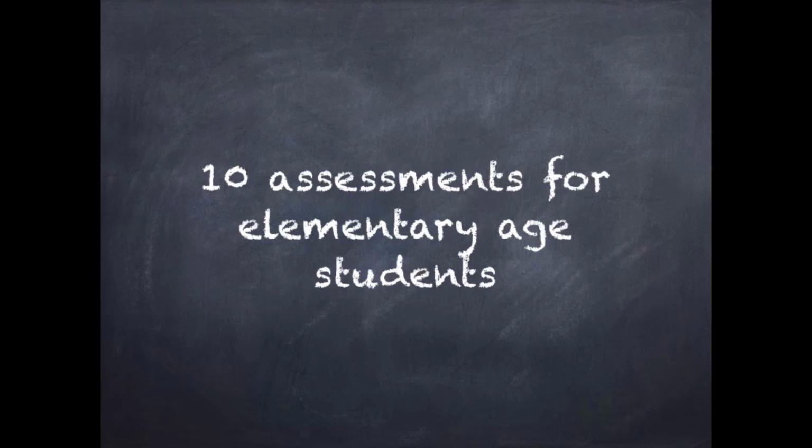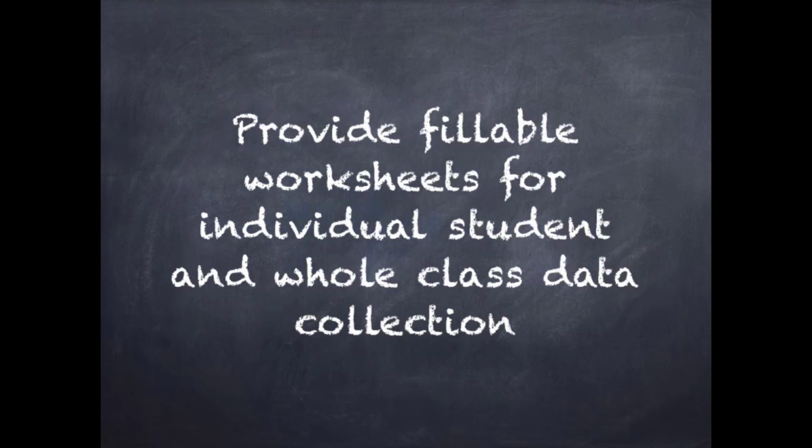So it goes through 10 assessments for elementary age students, with videos on how to assess each one and, like I said, a sample assessment with real children. Not all 10 assessments are given to all students. Some are given to all students, some are given only to the students who do not have a sense of tens and ones, and others are given to the students who have developed a sense of tens and ones. So kind of the primary and the upper grade students. This provides fillable worksheets for the individual student and for whole class data collection.